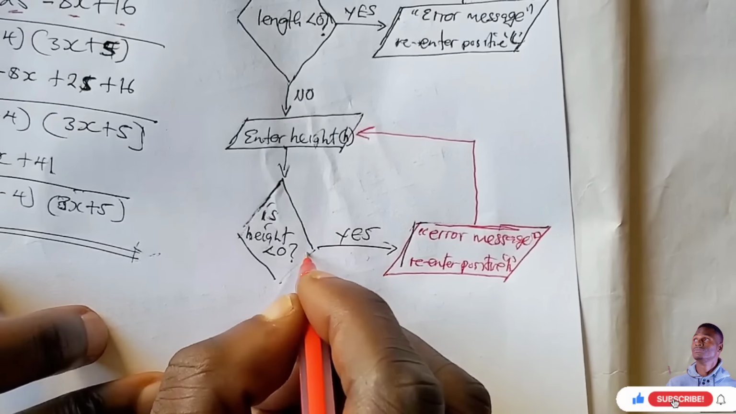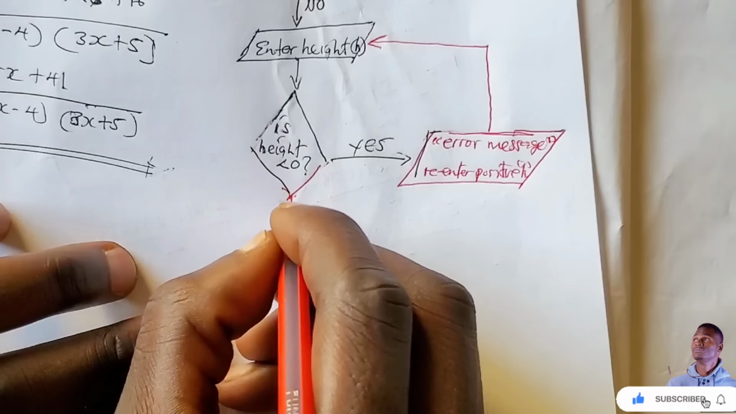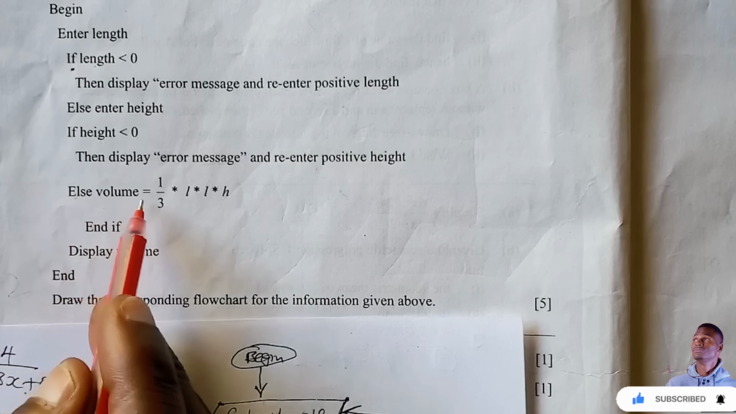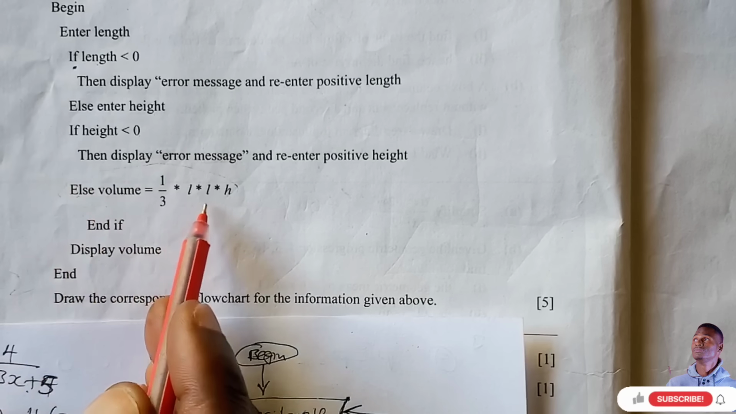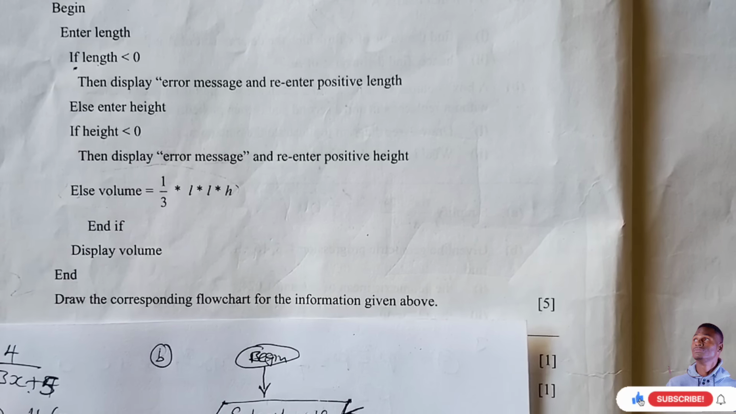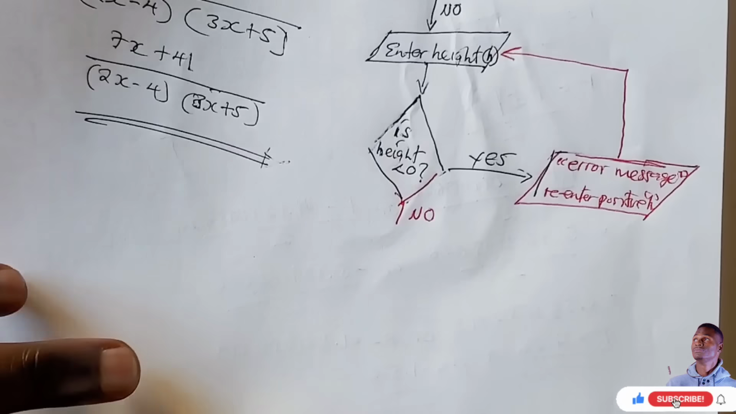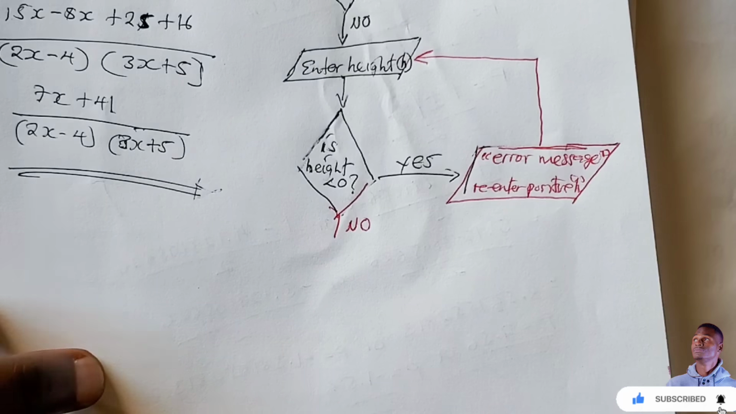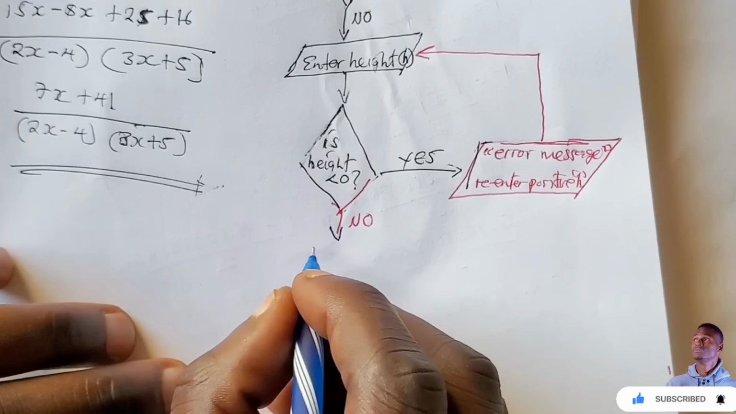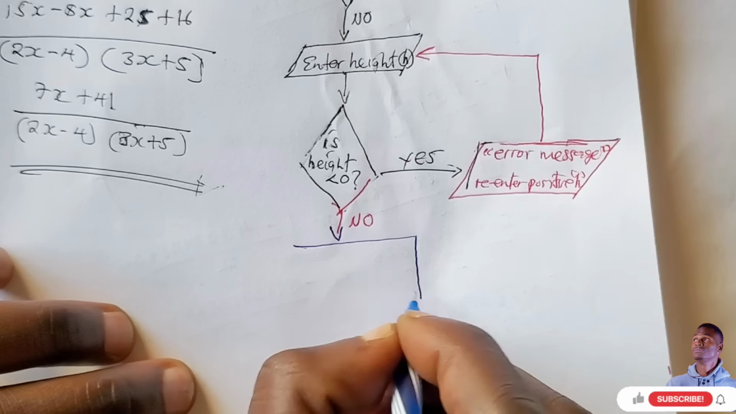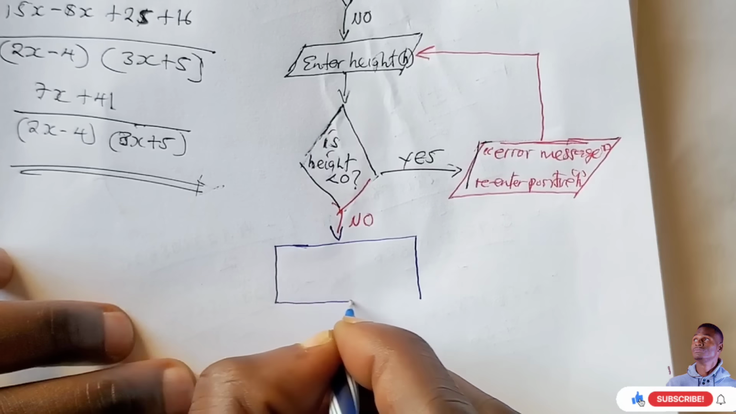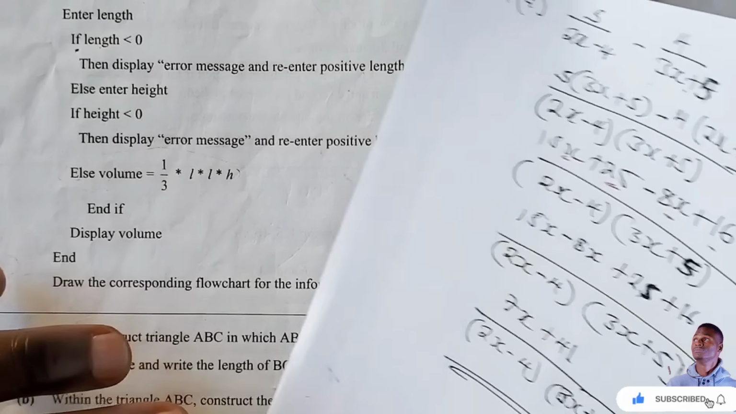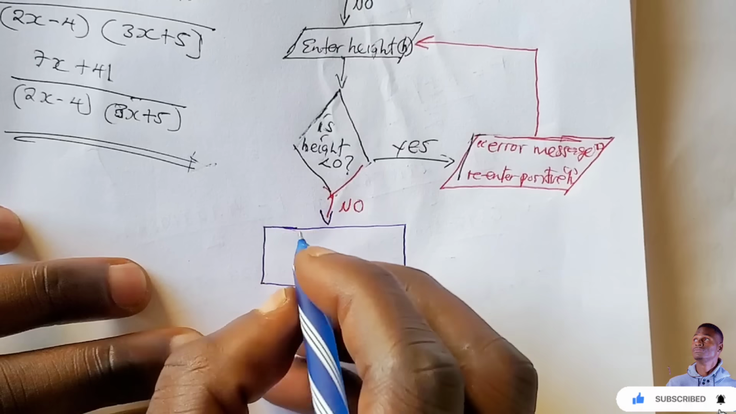Else, it means if the answer is no, what do you do? Else, volume. So here now, this is an action box. You need now to calculate. Okay? So else, calculate. Okay, good. Now, what shape are we going to use here for action? A rectangle. So here we're going to say, what are we calculating? Volume.